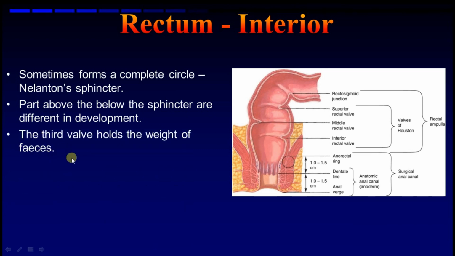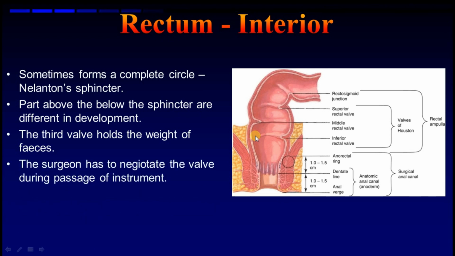It is mainly responsible for holding the weight of the feces. So it is a very constant valve, and its function is indispensable. While introducing especially a sigmoidoscope or a colonoscope, the surgeon has to negotiate this valve. The surgeon has to be very careful so that he does not damage this valve, because if the instrument is passed forcefully, it might tear the valve and lead to rectal incontinence.